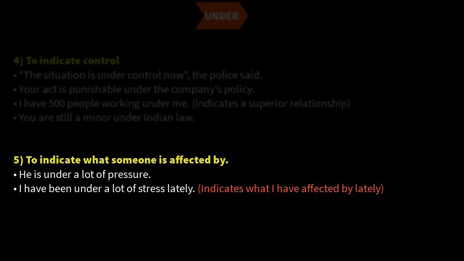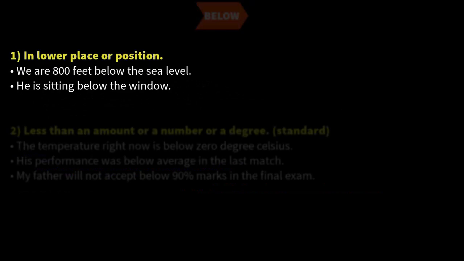Let us talk about the next preposition, below. Usage number 1, to indicate a lower position or place. Very, very simple, to indicate a position or a place that is lower than something else. Examples. We are 800 feet below the sea level, right?